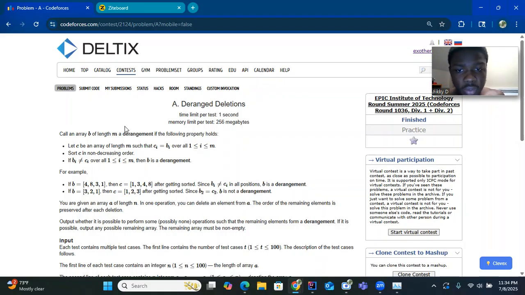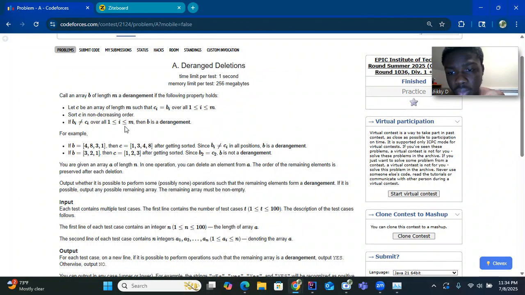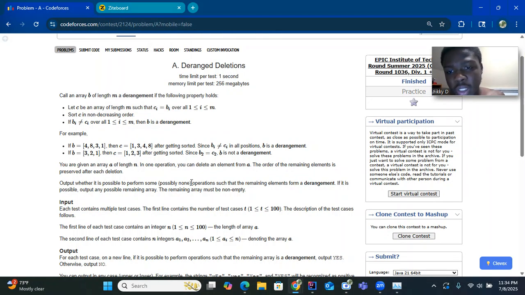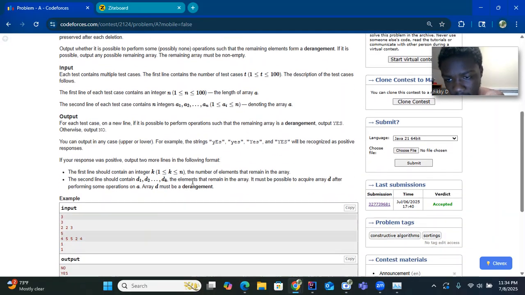So intuitively, the first thing that should strike you is that any array that's sorted, no matter what subset you remove, that array will still be sorted, and therefore it's not going to be a derangement, because not only is every element not in an incorrect position, every element is in its correct position for a sorted array. So obviously something sorted is not a derangement; it's the opposite of a derangement. So we first know that if the array is sorted, then we're cooked. We can't form a derangement.